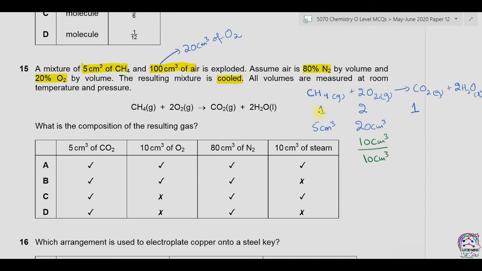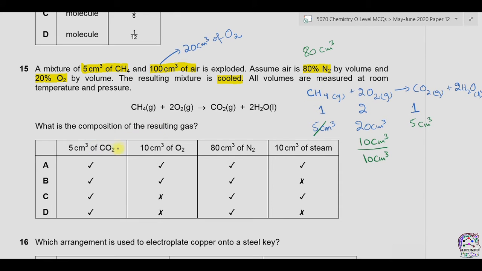As the ratio of CH4 to carbon dioxide is 1:1, 5 cm³ of CH4 will convert into 5 cm³ of carbon dioxide. So after the reaction we have 5 cm³ of CO2 and CH4 is completely burned out. We have 10 cm³ of oxygen left and 5 cm³ of carbon dioxide formed. As nitrogen does not react in the chemical reaction, 80 cm³ of nitrogen is also present after the chemical reaction.